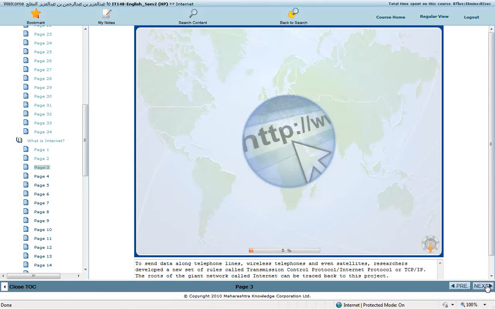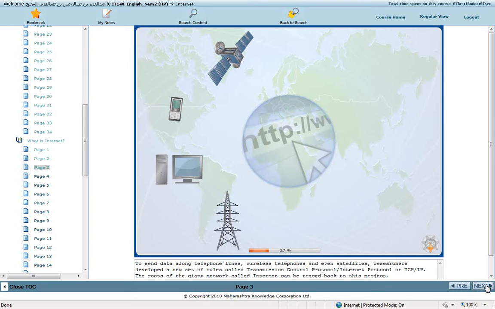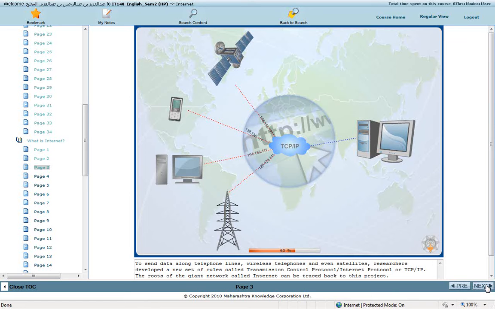To send data along telephone lines, wireless telephones, and even satellites, researchers developed a new set of rules called Transmission Control Protocol, Internet Protocol, or TCP/IP. The roots of the giant network called Internet can be traced back to this project.